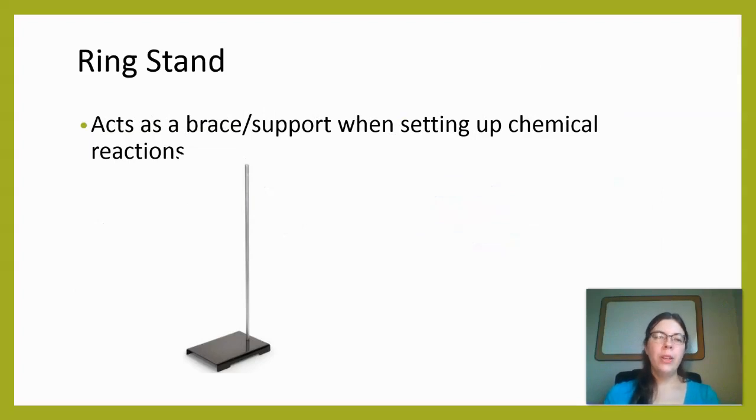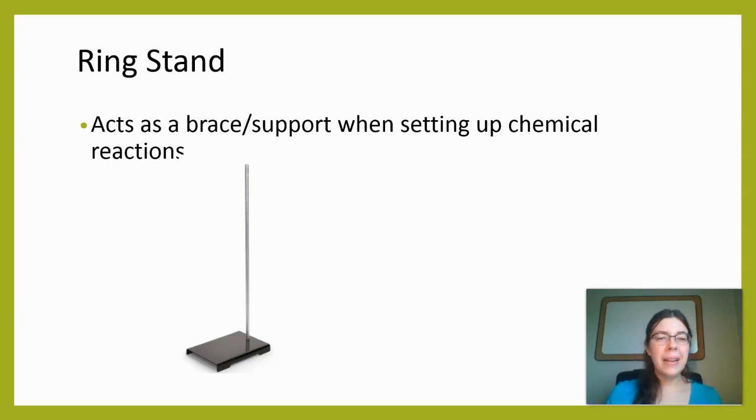So we also have something called a ring stand. The ring stand will act as a brace or support when we're setting up chemical reactions. It has a heavy base that keeps everything upright, and then it has basically a pole that we can attach things to when we do our chemical reactions.